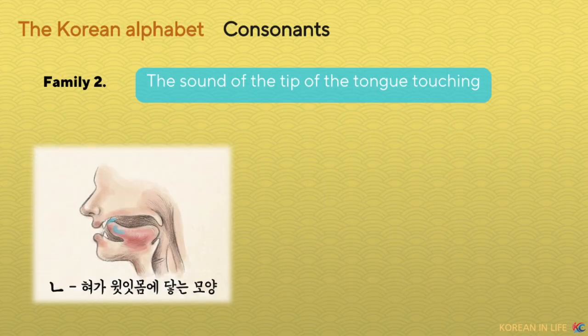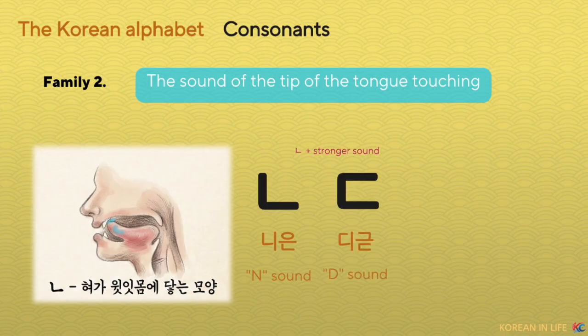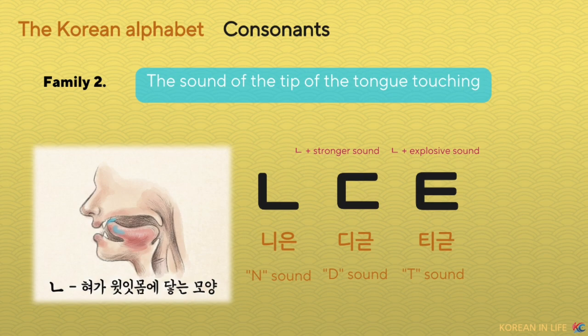Second is the shape where the tongue tip touches the upper gum. N. As the sound gets stronger, we add a stroke to make D. And for an explosive sound, it becomes T. Wait, what if the tongue rolls? The shape of N transforms like a wave to become R. It represents the flowing sound of the tongue.